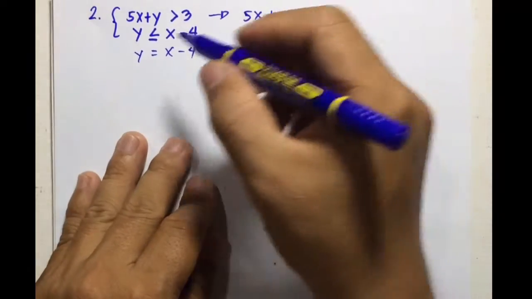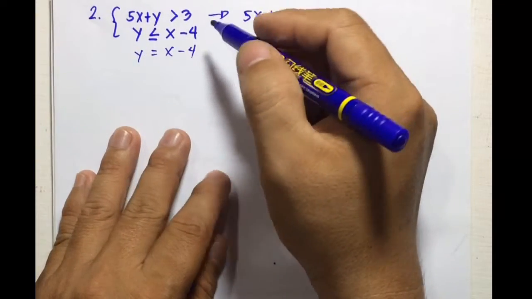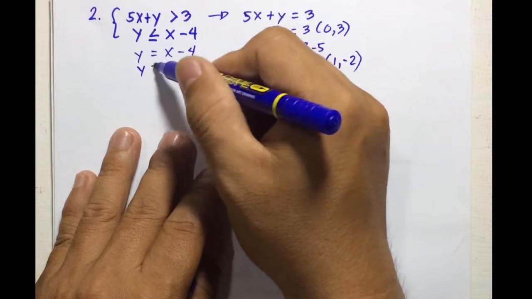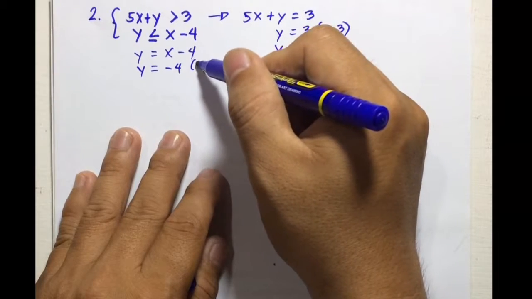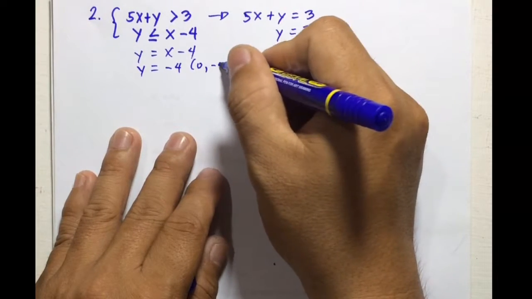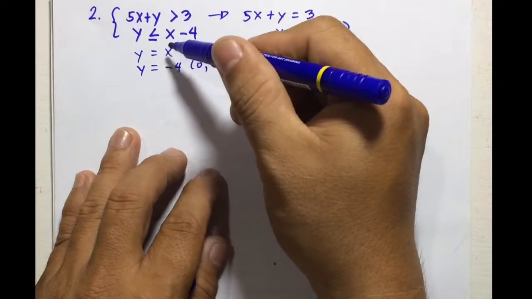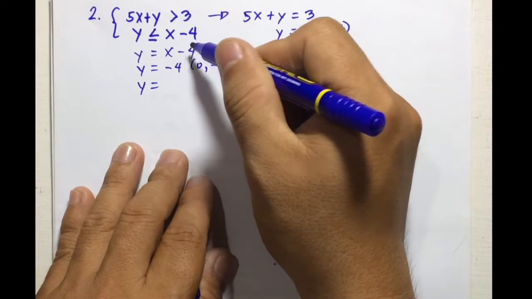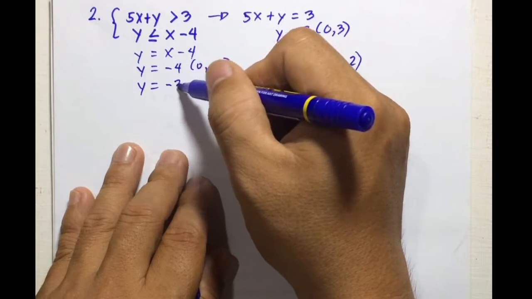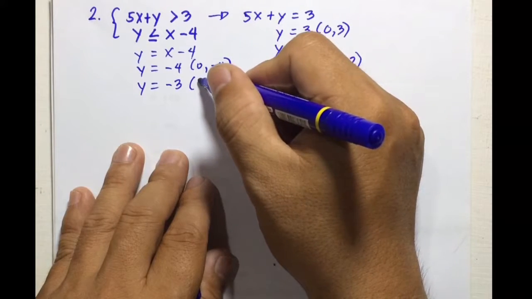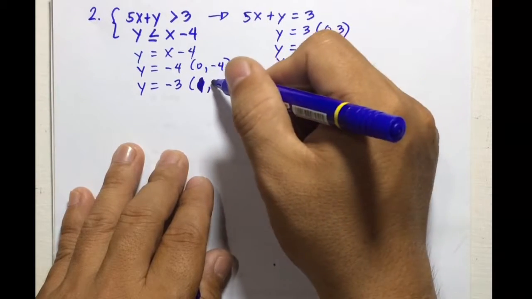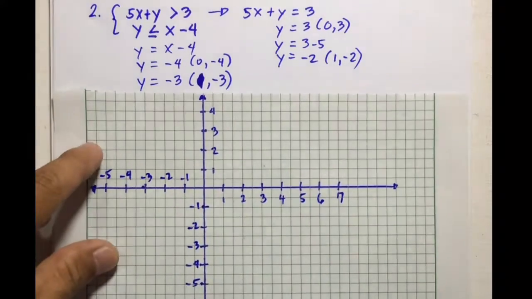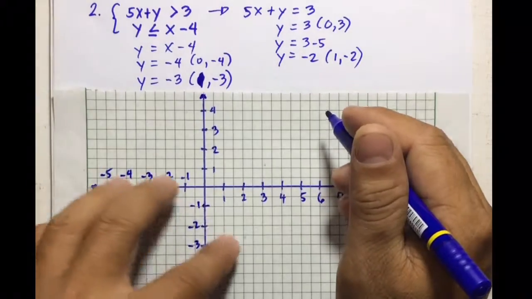Then for the second inequality, we have y equals x minus 4. If we let x equal 0 here, y will be equal to negative 4. So (0, -4). And if we let x equal 1 here, y equals 1 minus 4, that will be negative 3. So the second point will be (1, -3). Next, we're going to plot the points on the graphing paper.